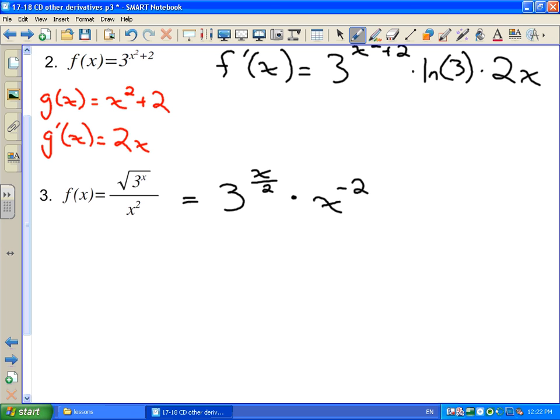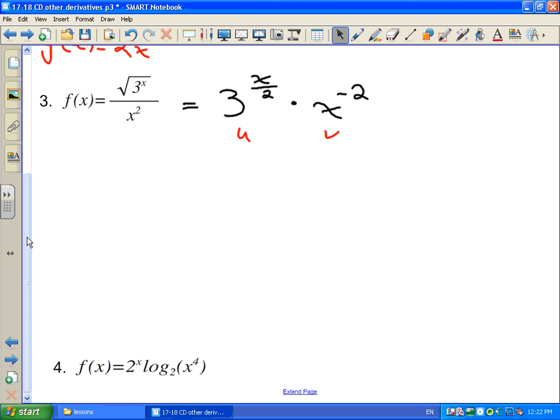So rewrite my 1 over x squared to x to the negative 2. So we've got two functions multiplied by each other, u and v. We're going to use the product rule. So our derivative, the first thing we need is u primed. So u is our exponential function here. So how do we take the derivative of this exponential function? Well, I use chain rule here.